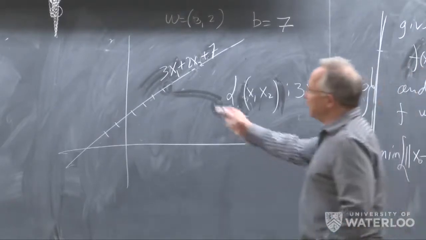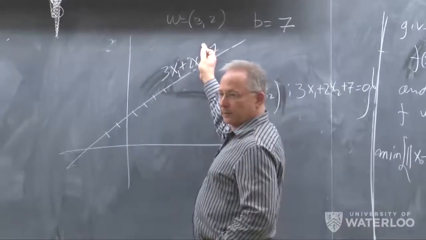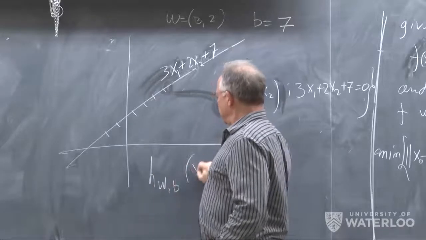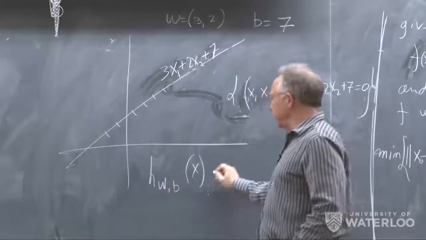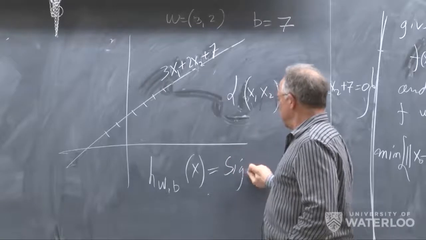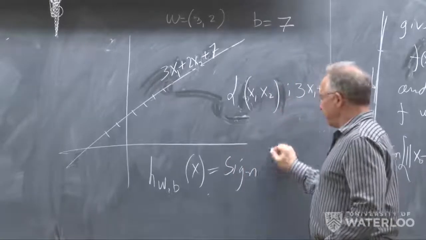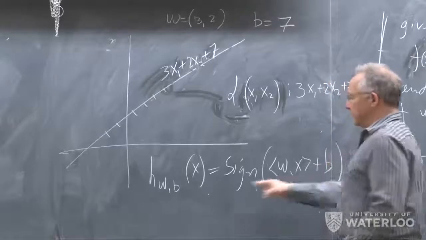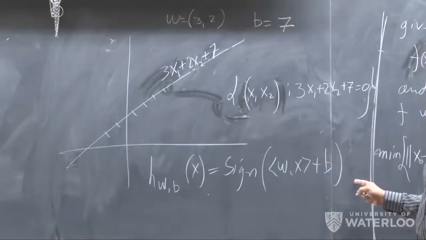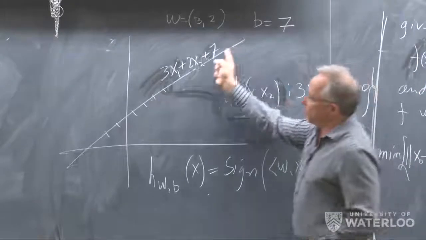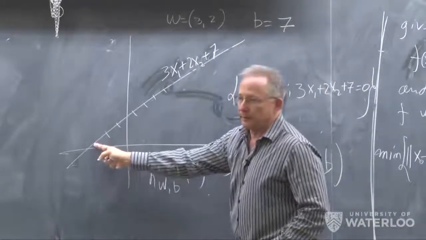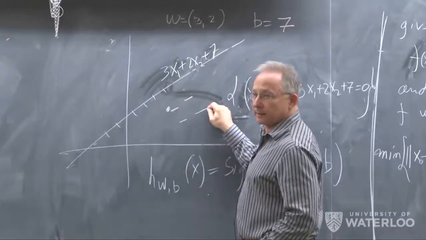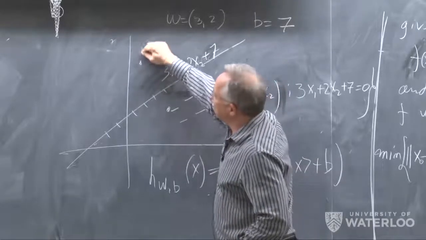So when I use this as a classifier, what is h_{w,b} of a point x? How do I classify with this? I look at the sign of w x plus b. This is how I use it as a classifier. The points which sit on the line will get 0. But points that sit here will get the label minus, and points that sit here will get the label plus.